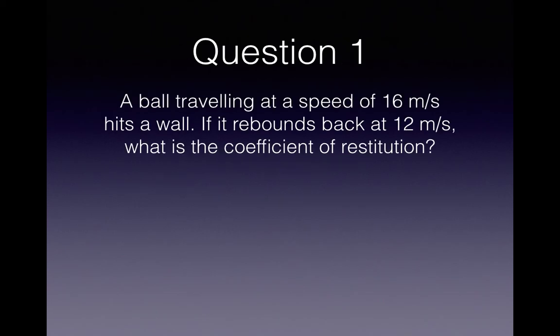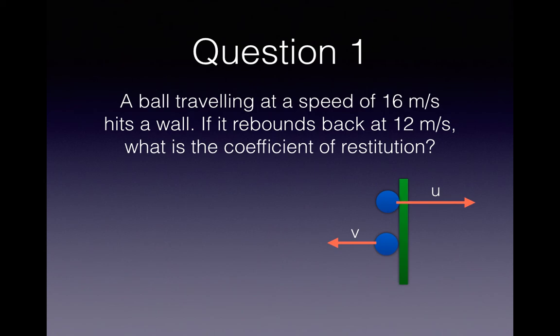Alright, so let's use the formula. A ball travelling at a speed of 16 meters per second hits a wall. If it rebounds back at 12 meters per second, what is the coefficient of restitution? My diagram will be like this. I normally draw the ball as it hits the cushion. At the top there is the ball hitting the cushion with a speed of 16 meters per second, to the right. It rebounds back with a speed v, which is 12 there, to the left.